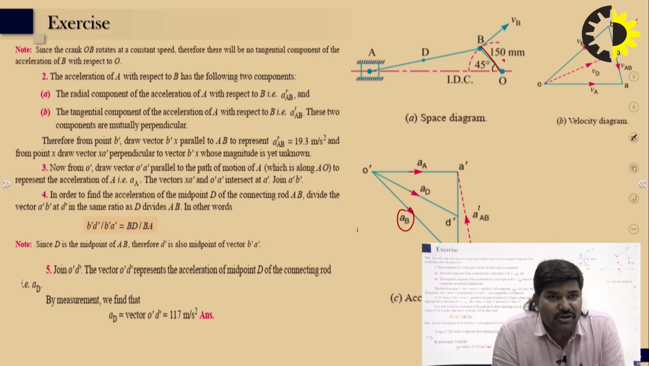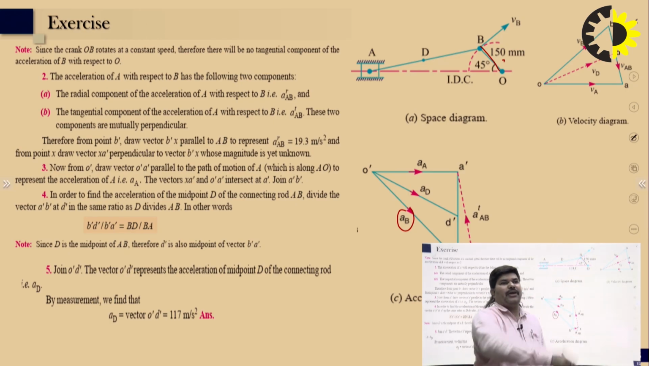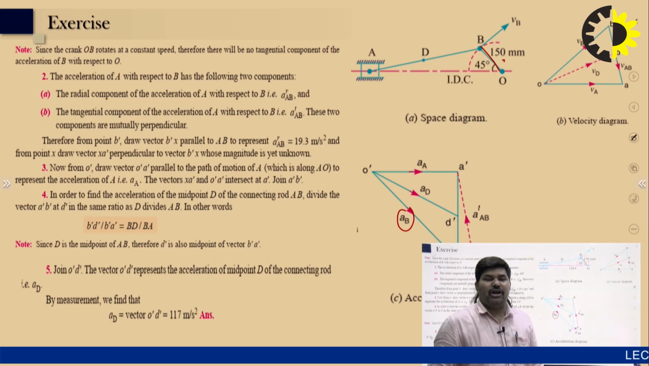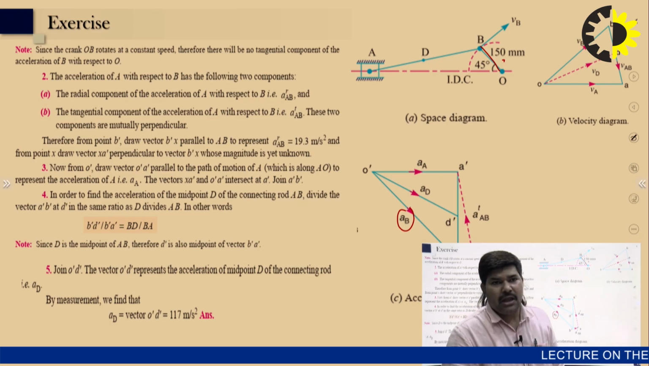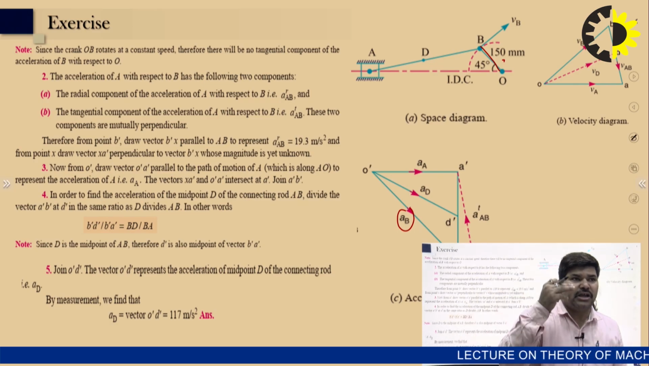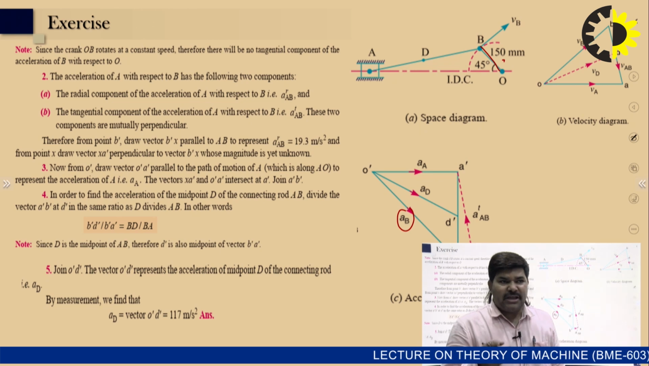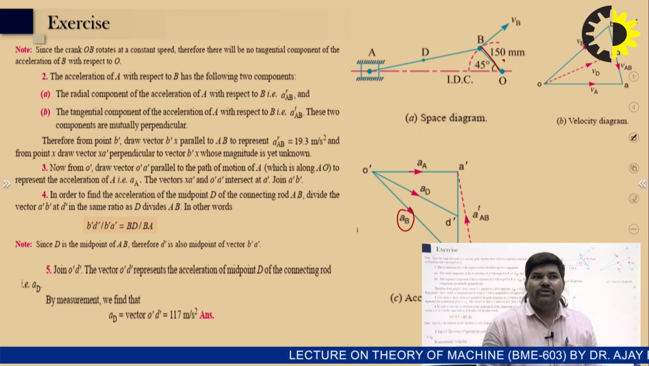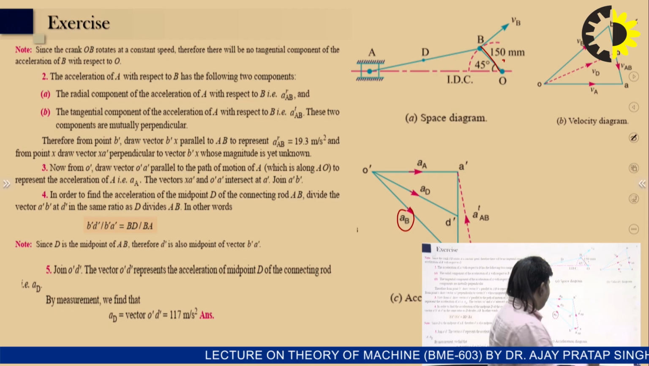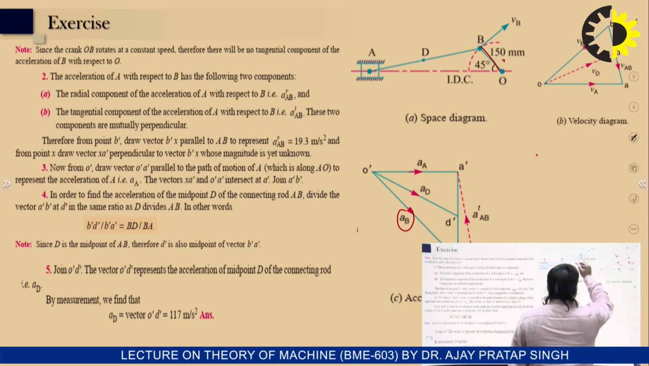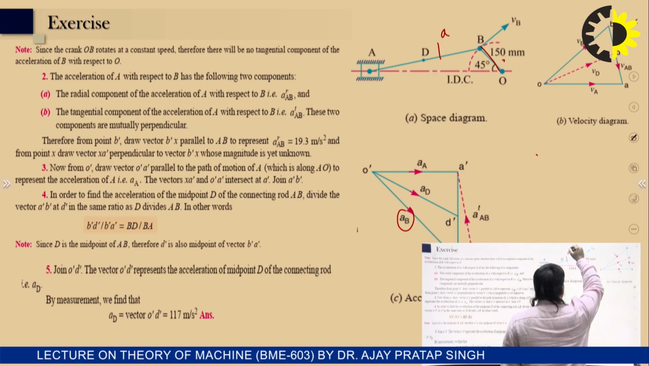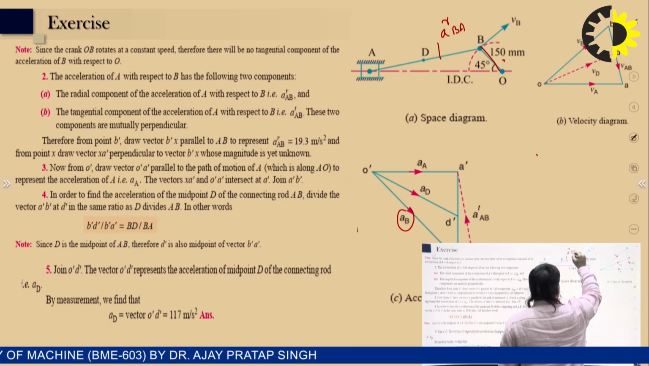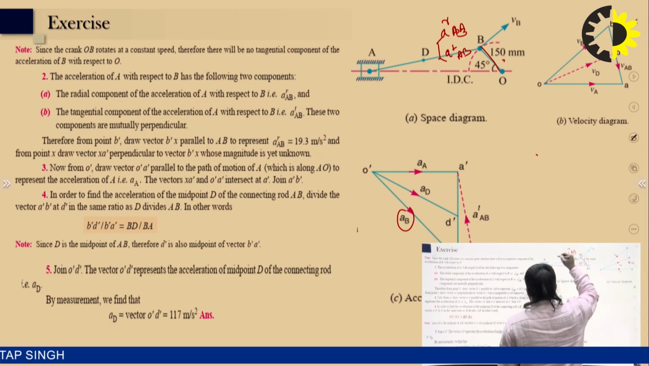So now come to point number 2, from B to A, right? From B to A, we represent the following two components, one is the radial component and another is the tangential component. So the radial component of the acceleration of A with respect to B, that is ARAB. From this link we have two components, one is the radial component ARAB, and one is the tangential component ATAB, right?